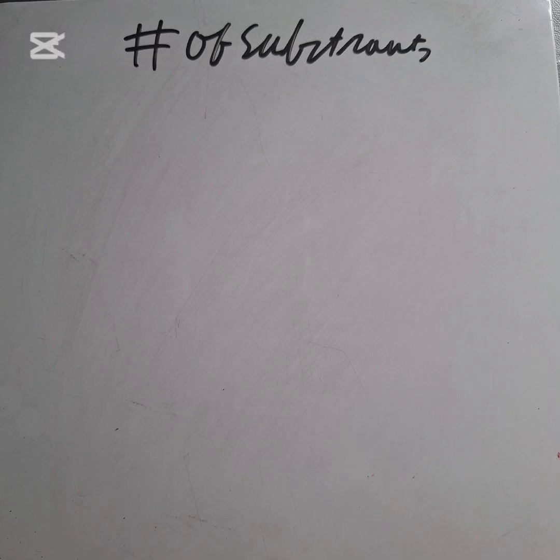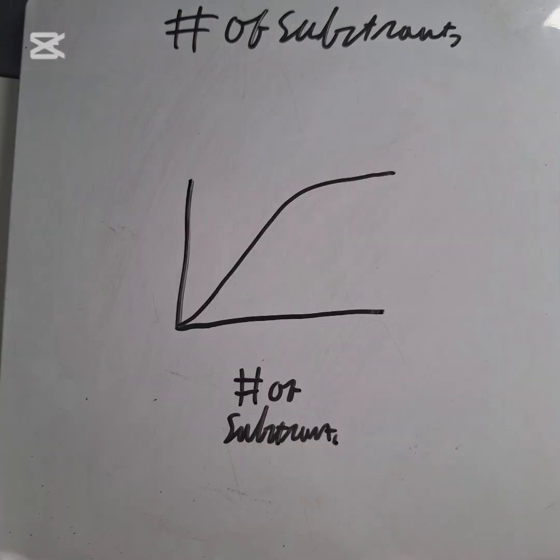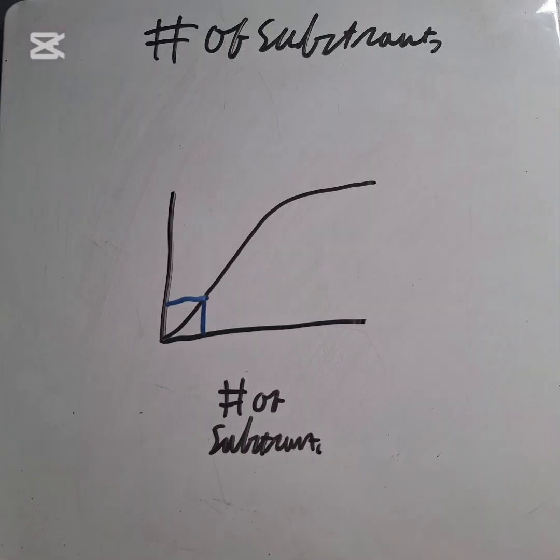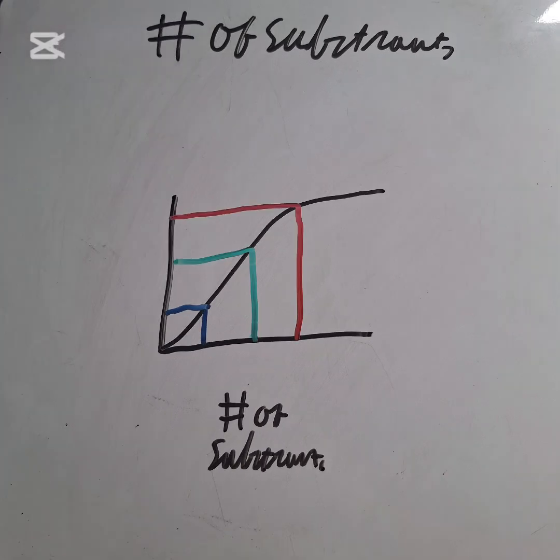The last thing that affects the speed of enzymes is the number of substances. Let's take a look at this graph. If you have a very low number of substances, the speed of the enzymes will be very low because there is nothing much to react with. And if you have a middle number of substances, the speed will also be middle because there is a middle amount of substance to react with.